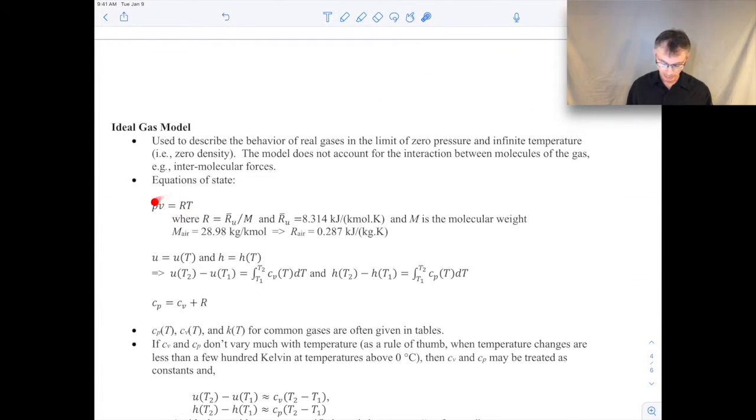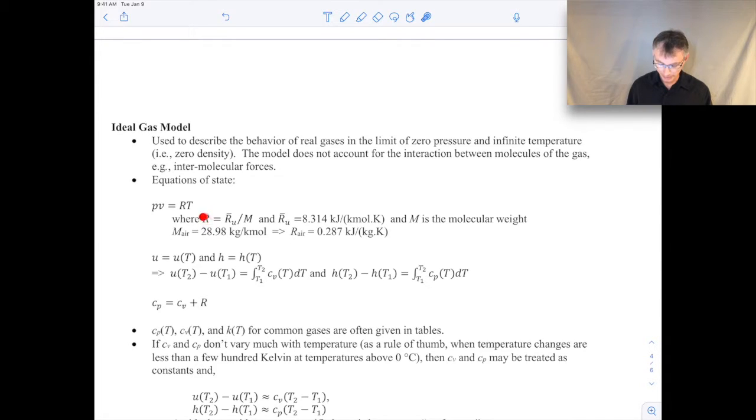So, the ideal gas law, you're very familiar with this one. It comes in various forms, but this is the form that we'll use most frequently. Again, this is the absolute pressure. You have to use absolute pressure and absolute temperature in the ideal gas model. That's the specific volume. This is the gas constant. It's not the universal gas constant, but it's the gas constant for whatever gas you're dealing with.